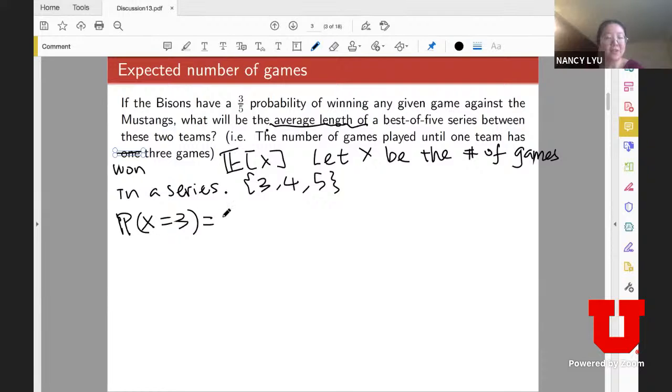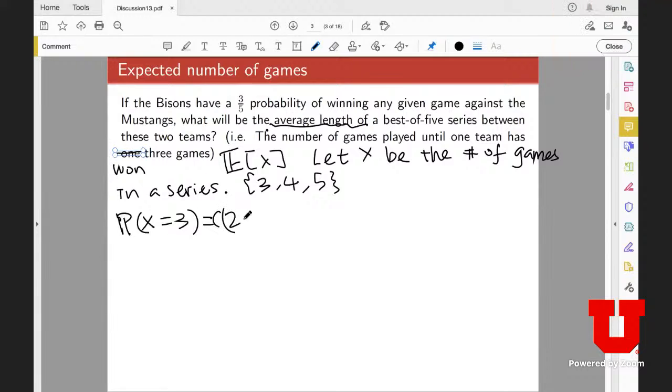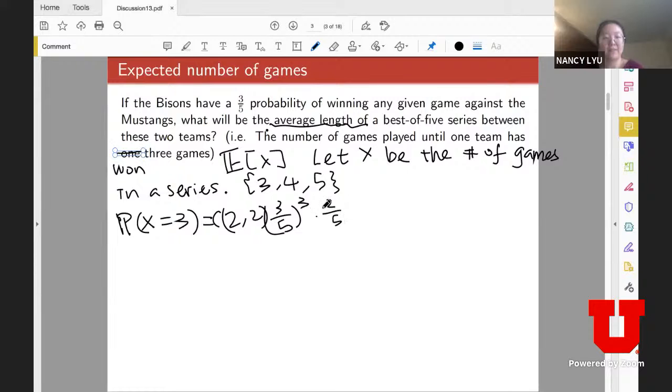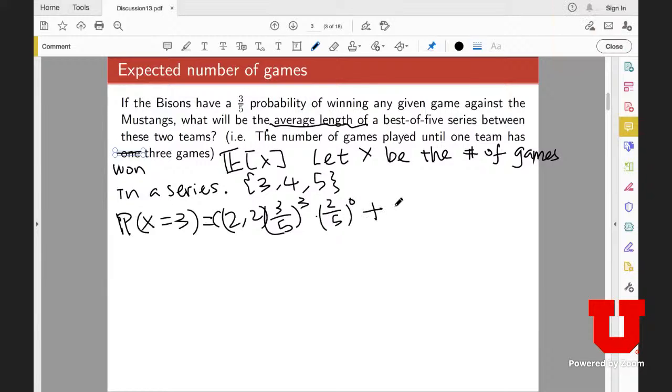Do you want to say that again? 2 choose 2 times 3/5 cubed times 2/5 to the 0. Okay, that's when the Bisons win. Right. And then we would add, for the Mustangs win, 2 choose 2 times 3/5 to the 0 times 2/5 cubed. And then we do pretty much the same thing for 4 and 5.